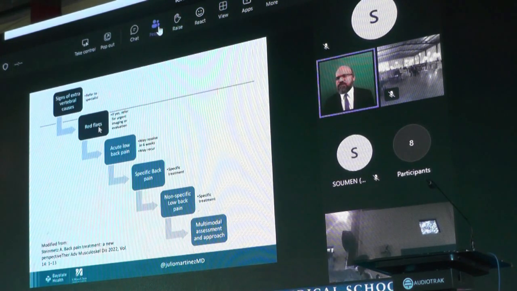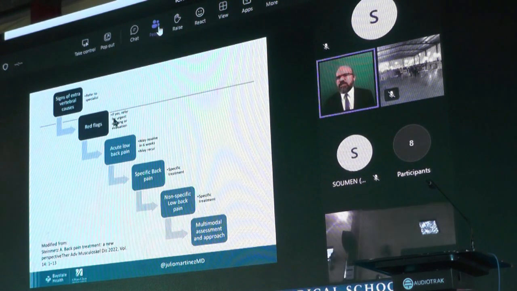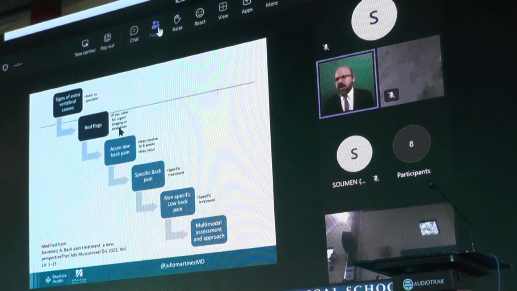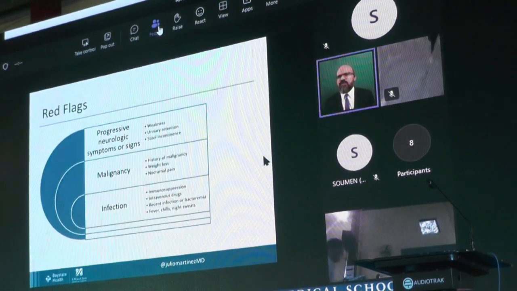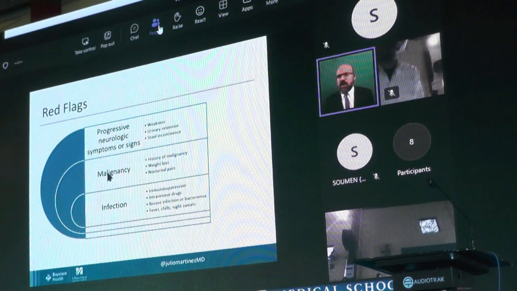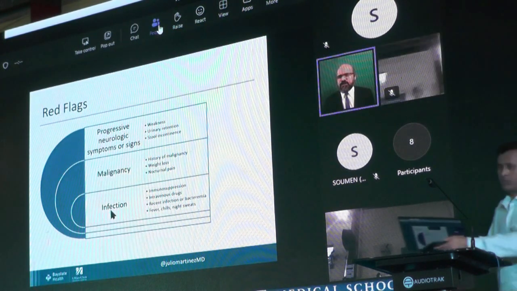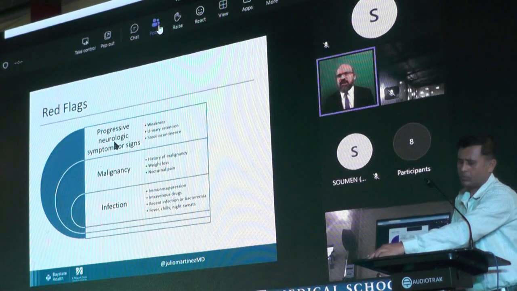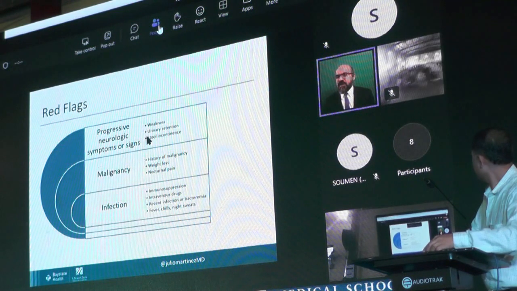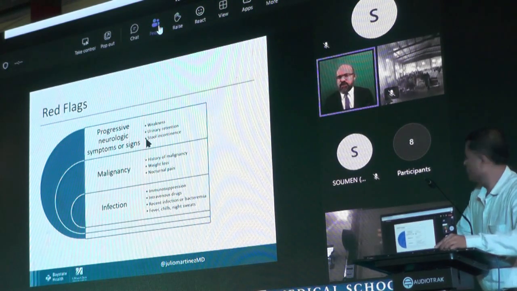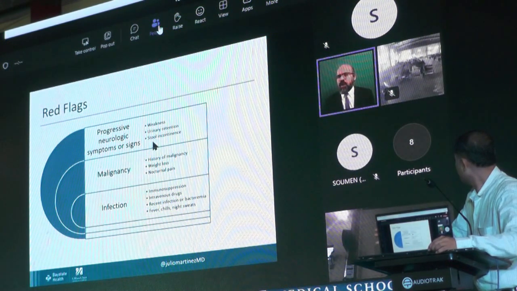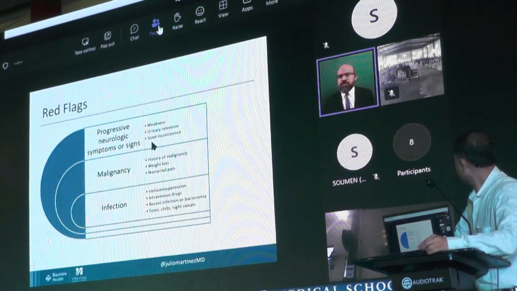And if any of these patients have red flags, we need to refer the patient for urgent imaging or maybe urgent evaluation. These red flags can be divided into progressive neurologic symptoms, malignancy, or infection. So if the patient is having progressive weakness, problems with urinary control, specifically urinary retention, and stool incontinence, that may be something that may require urgent medical evaluation.